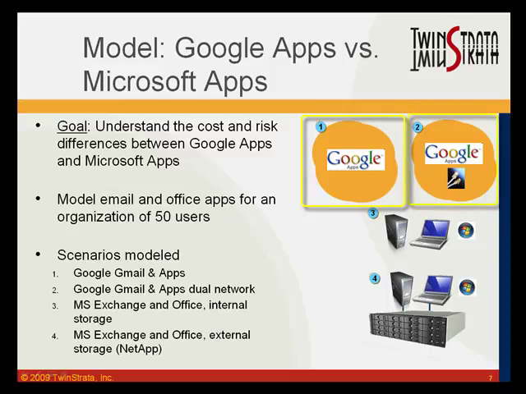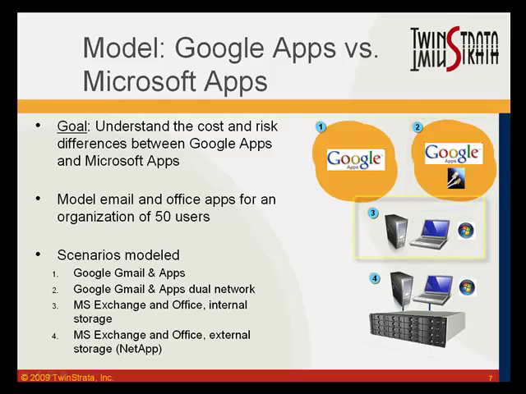Second, running Gmail and Google Apps with 2 separate networks from a main site to mitigate risk of network outage. Third, running Microsoft Exchange on a server with internal storage and Microsoft Office with files residing on a PC local disk. And finally, Microsoft Exchange and Microsoft Office with data residing on a NAS storage system. The result of this analysis will show these applications are suitable for different sized businesses based on a 3-year TCO and respective cost of downtime.